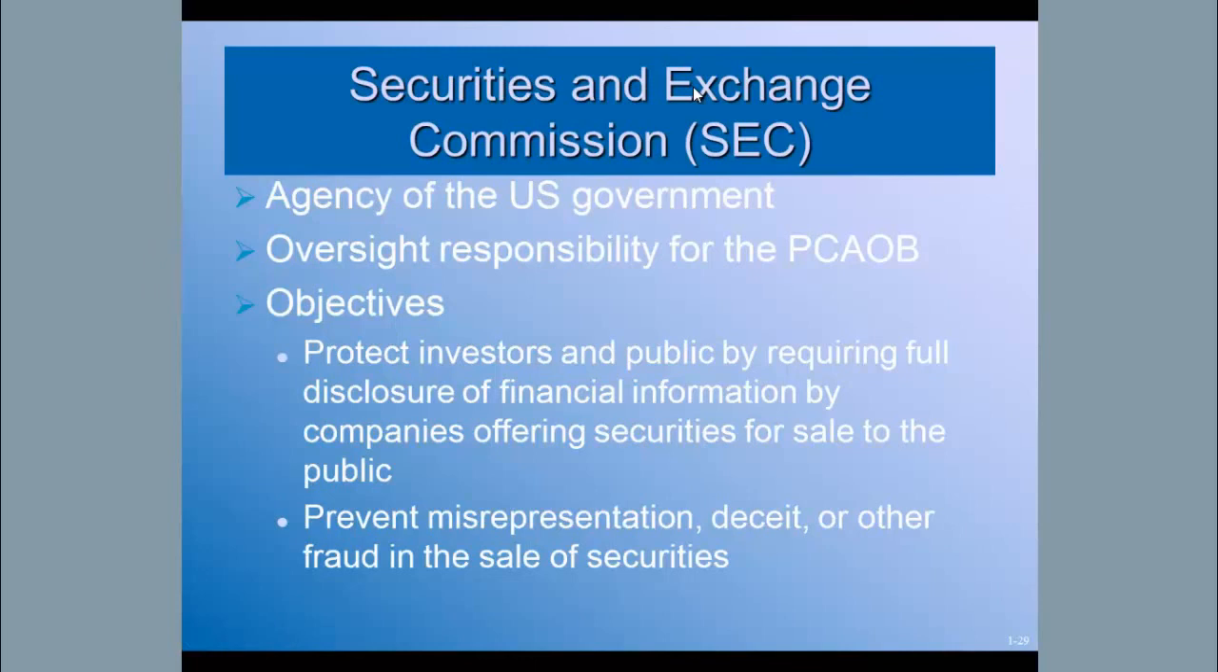The SEC, we know who they are. They were created back in the 1930s, right after the stock market crash, to protect investors and the public by making sure the information they were getting was proper, that the securities are properly registered, making sure that the accountants are doing what they're supposed to do and companies are doing what they're supposed to do so the general public isn't being defrauded.